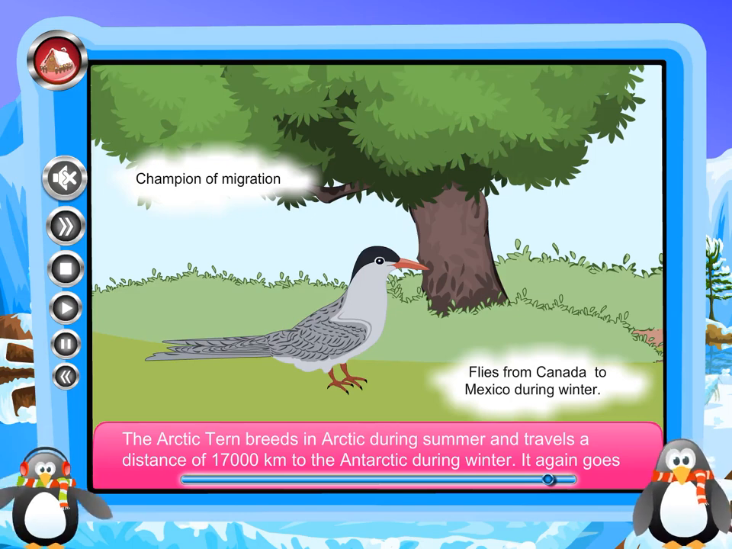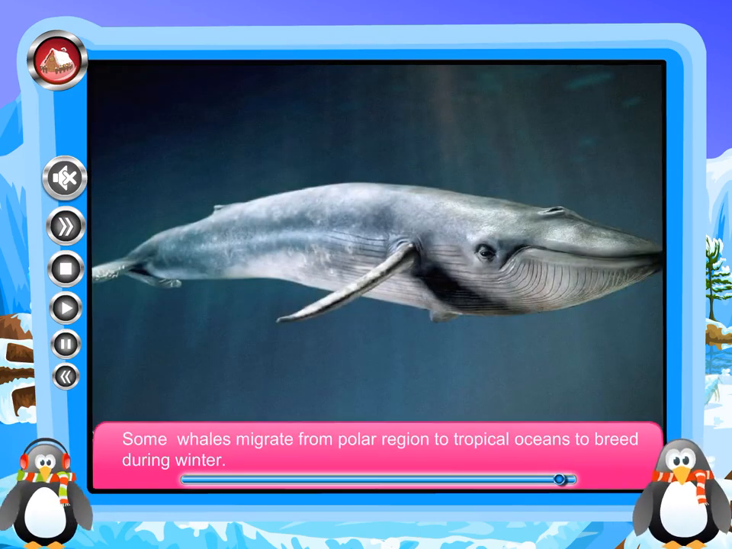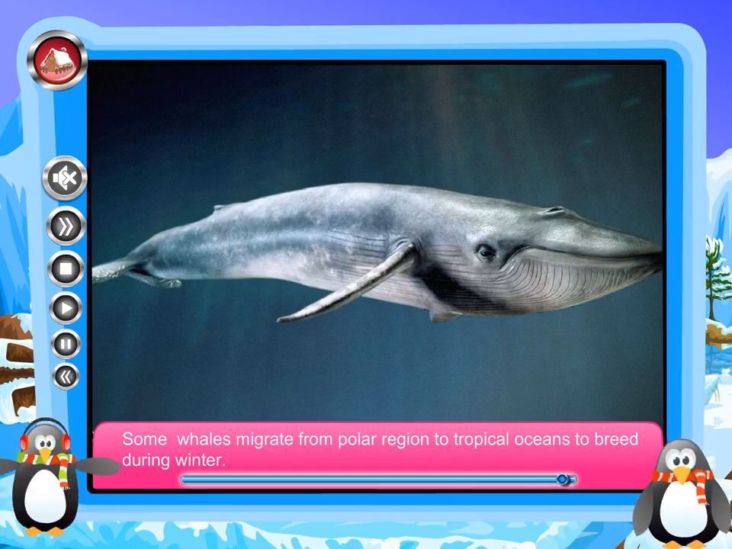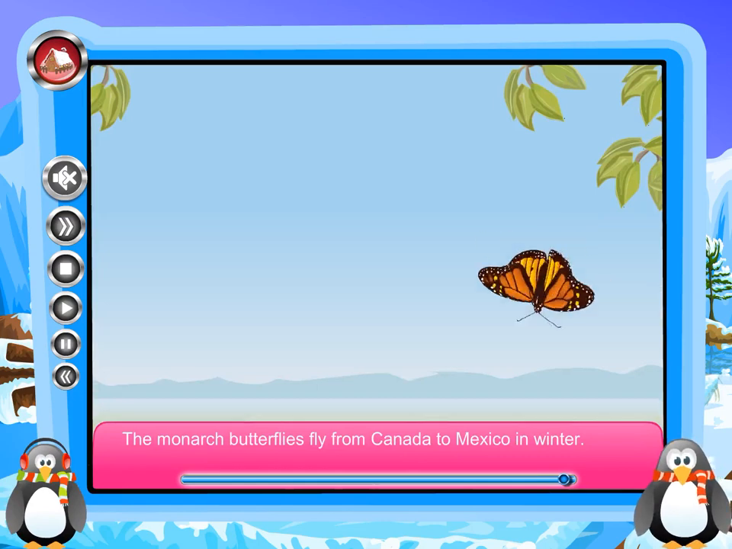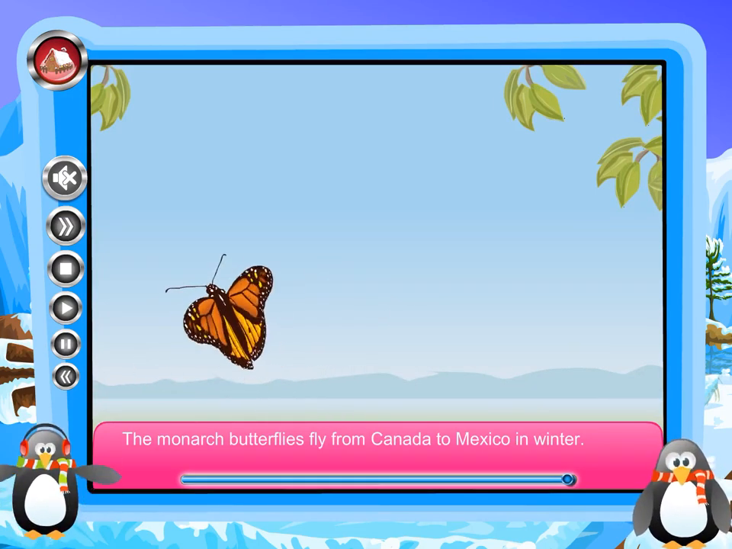The Arctic tern breeds in the Arctic during summers and travels a distance of 17,000 kilometers to the Antarctic during winter. It again goes back to the Arctic to breed. The Siberian crane visits India every winter in Bharatpur Bird Sanctuary. It goes back to Siberia in summer. Some whales migrate from polar regions to tropical oceans to breed during winter. The monarch butterflies fly from Canada to Mexico in winter.